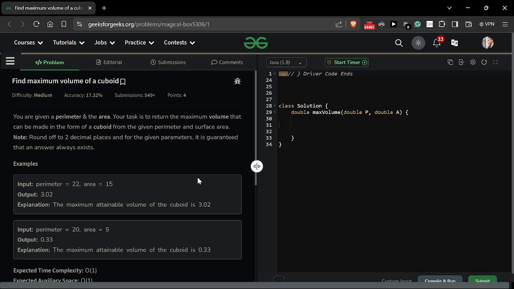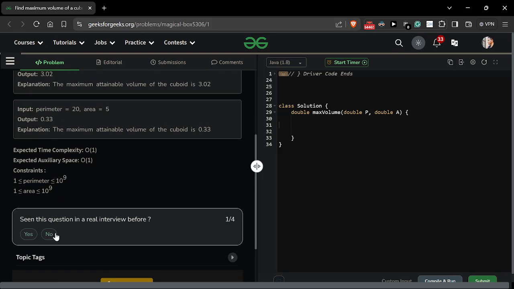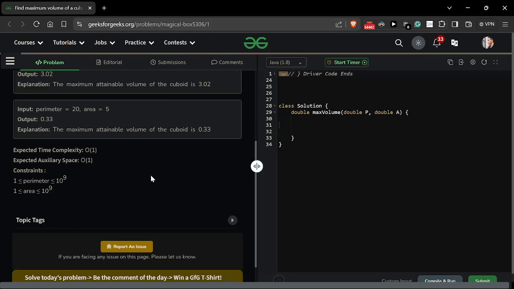Hello and welcome everyone. Our today's question is find the maximum volume of a cuboid. So we are given the perimeter and area of a cuboid and we have to tell the volume. This question is not generally asked in interviews. I don't think anyone is able to solve this question including me. At the bottom you can say no, I have not seen it in real interviews.